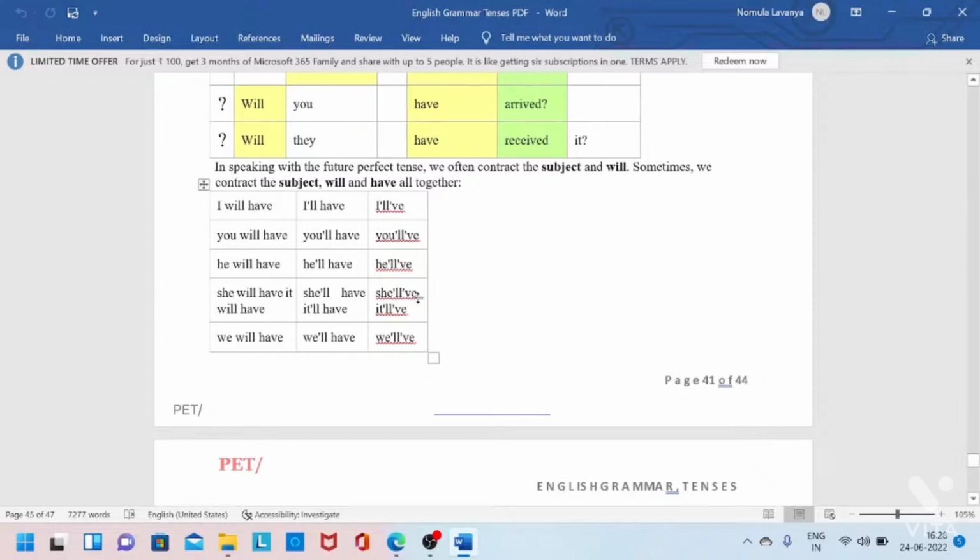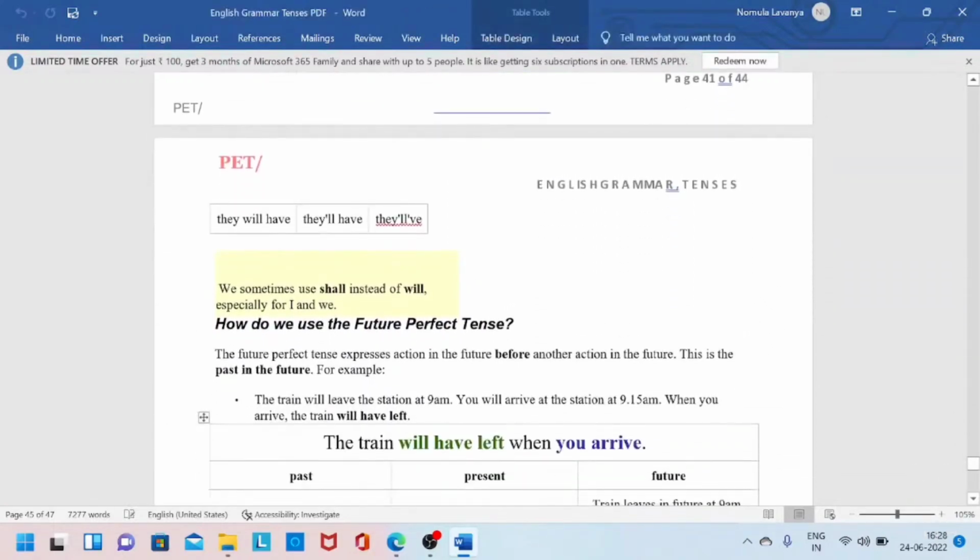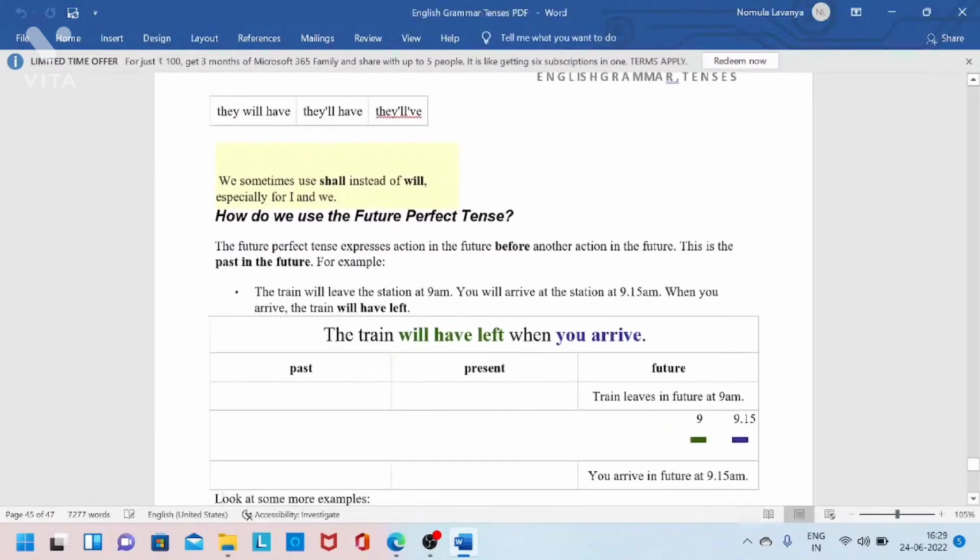Okay, this box. So let's continue with how to use it, and we have a note here. We shall use shall instead of will, especially for I and we, as I said before. And how to use this future perfect tense: future perfect tense expresses an action in the future before another action in the future. This is past in the future.